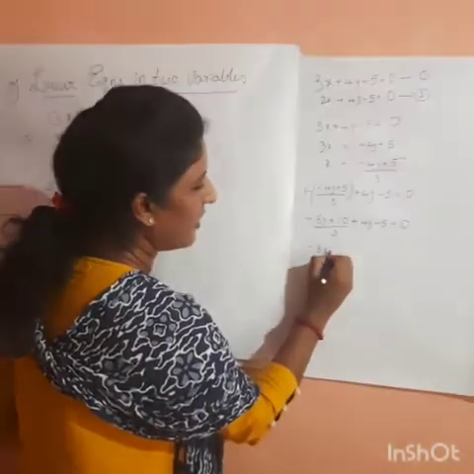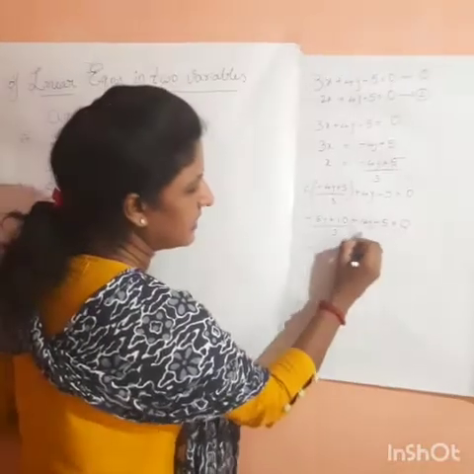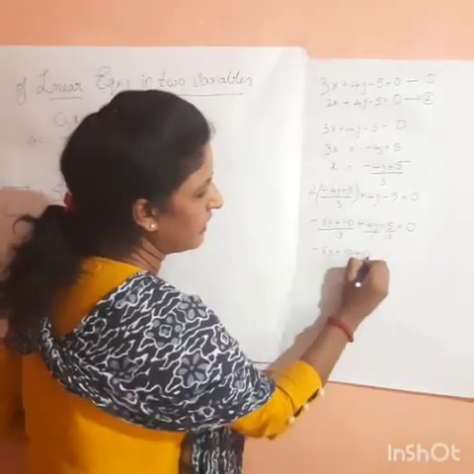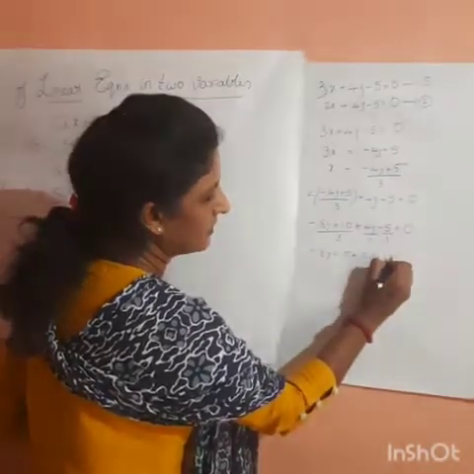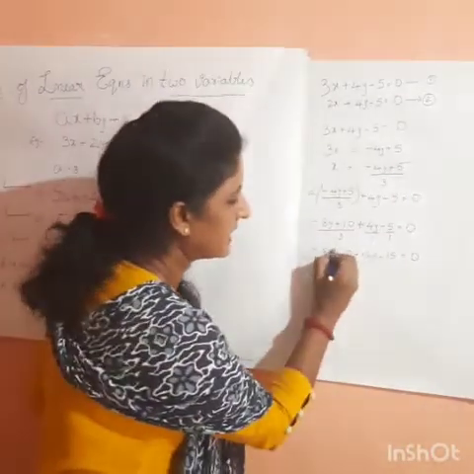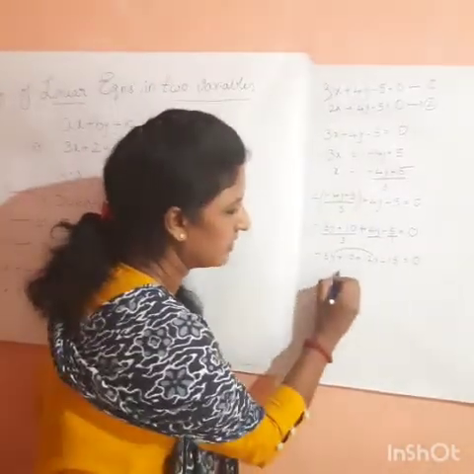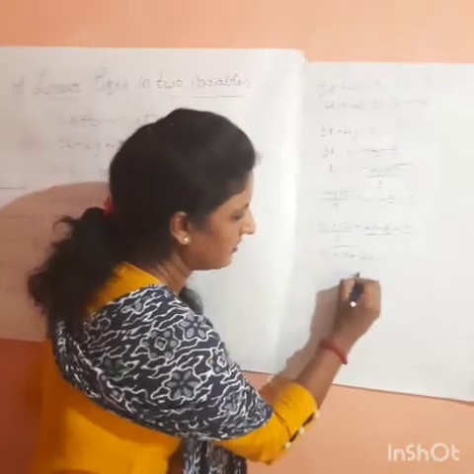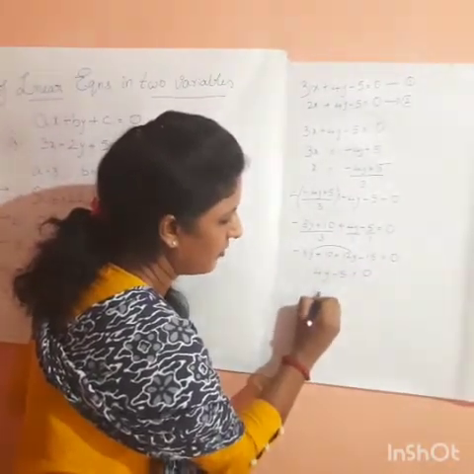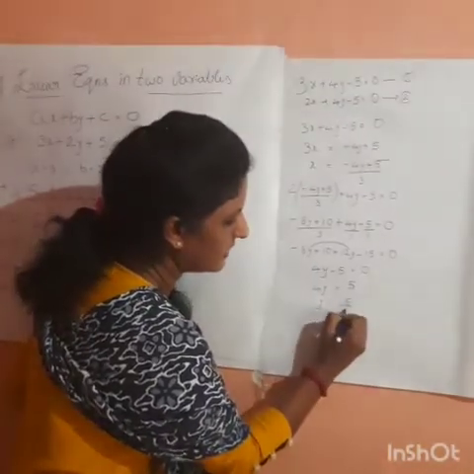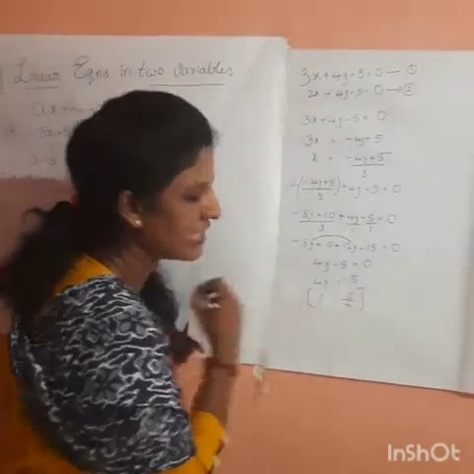Here you have to take the LCM. LCM is 3. Here 1 and 1. 3 fours are 12y, 3 fives are 15, equals 0. 0 into 3 is 0. Next, 8y and 12y is minus 8 plus 12, so 4y minus 5 equals 0. 4y equals 5, y equals 5 by 4. This is the y value.